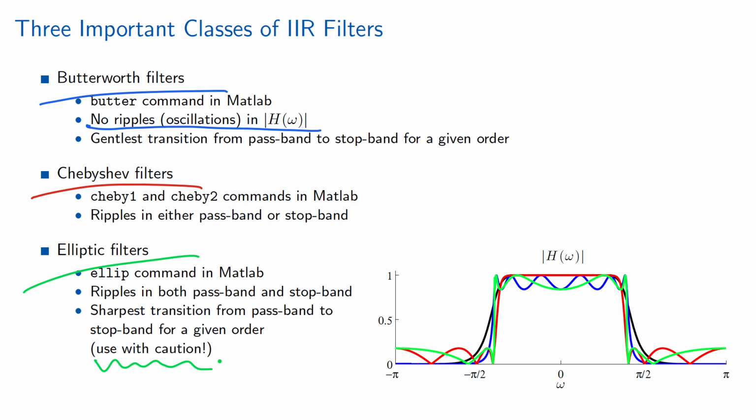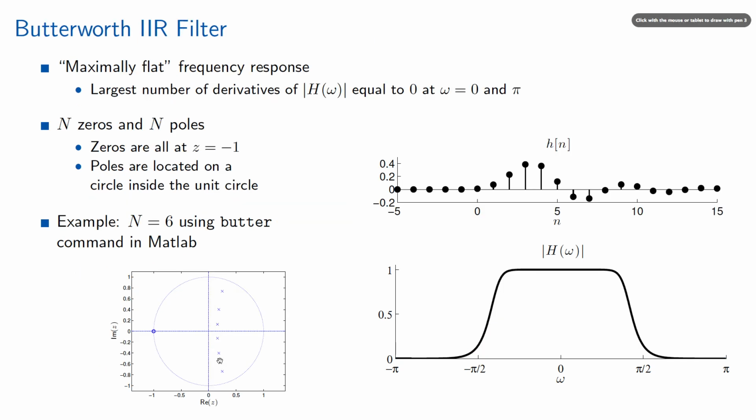Okay, so let's spend just a few minutes looking at these filters, talking about them, their properties, and then some examples of each so you can compare and contrast. So let's start with the Butterworth filter. The Butterworth filter has a very nice property that, first of all, it has no ripples. So you see it's very, very smooth.